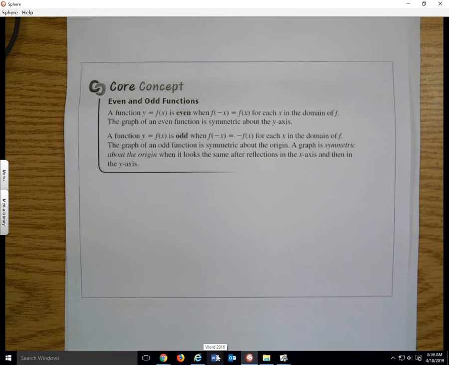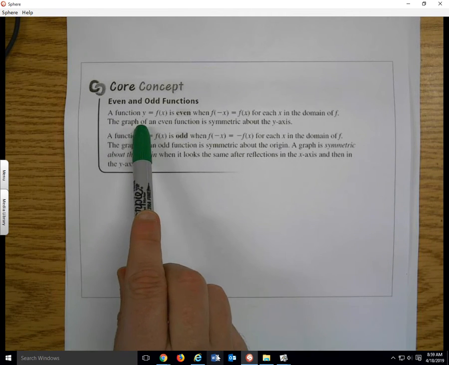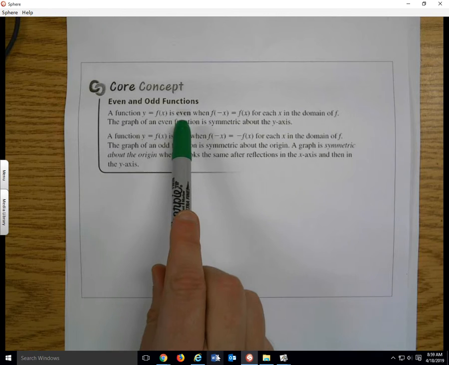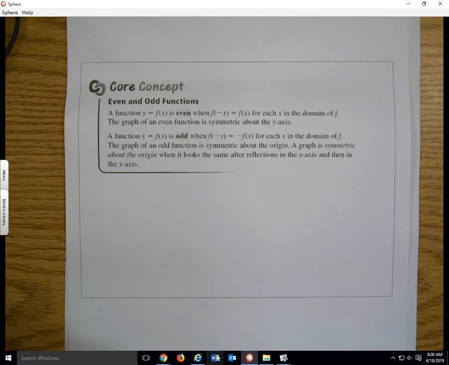Okay, well, today we're going to continue our lesson on even and odd functions, not to be confused with even and odd numbers. So let's just read the definitions of it. A function y equals f of x is even when f of negative x equals f of x for each x in the domain of f.